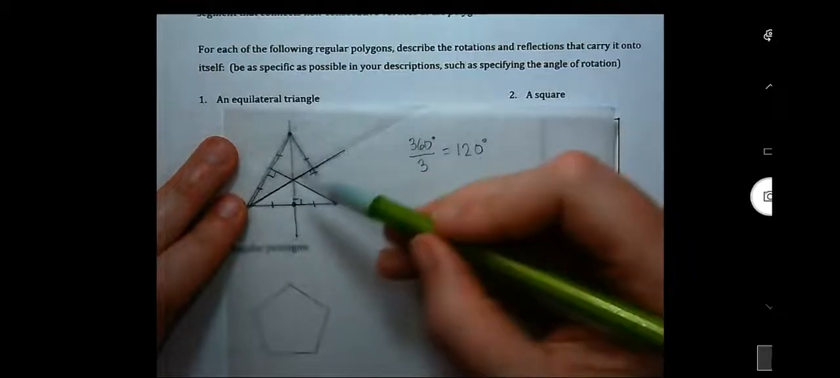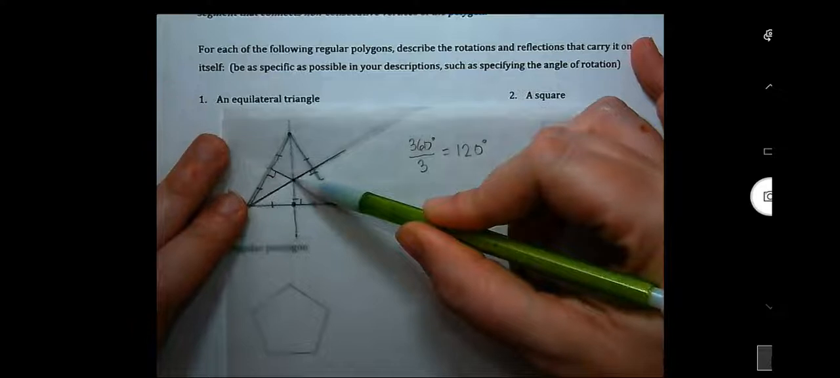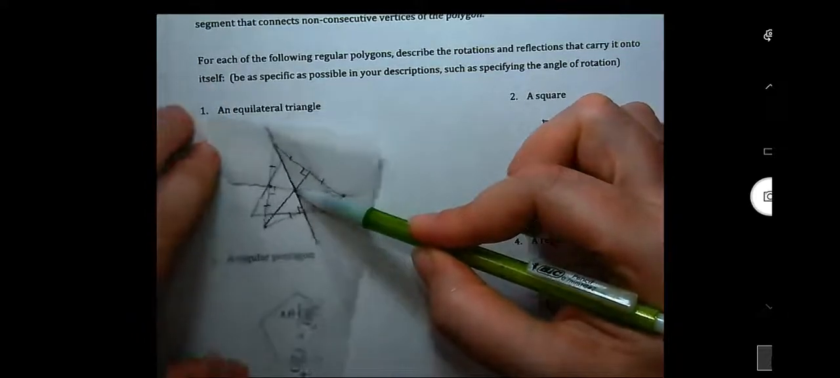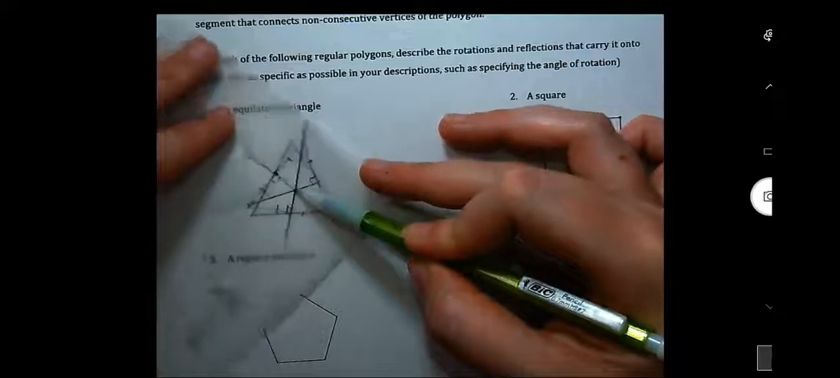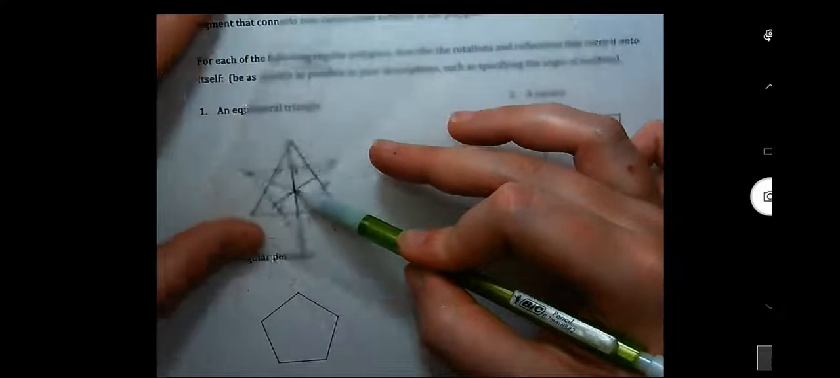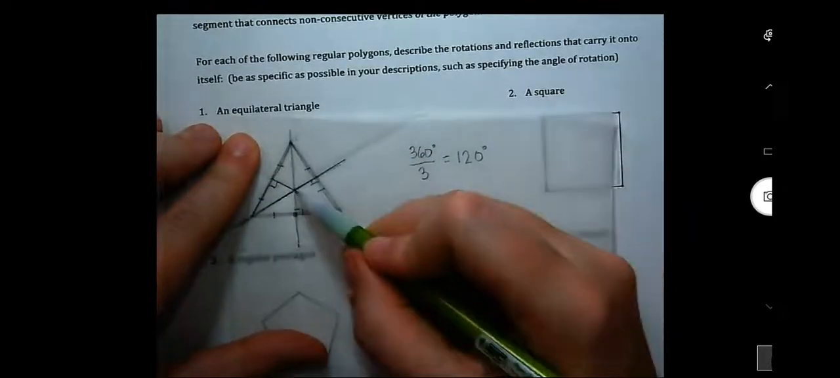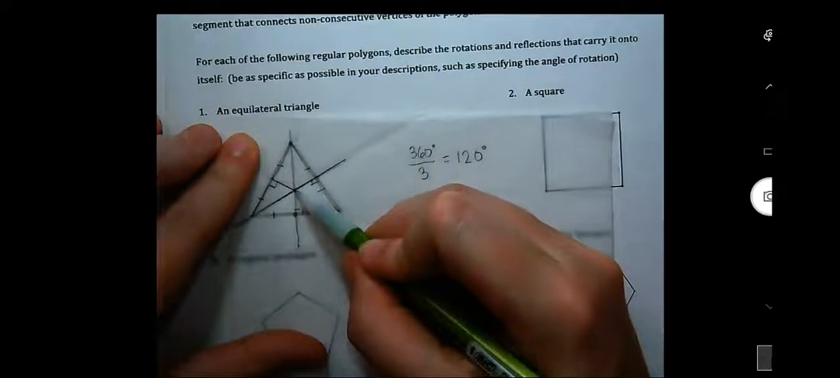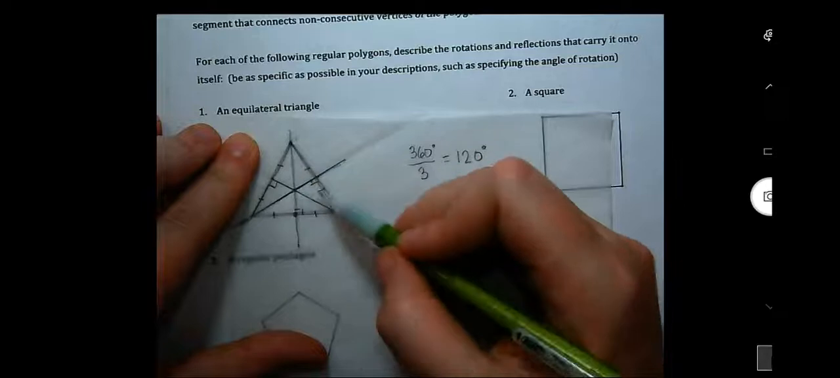Now to find the center of rotation, which is also important, I have a point right here that looks like it's probably the center. Let me try it out. There's one rotation of 120 degrees, and the figure does land on itself. Second rotation, and the third rotation to get back to where I started from. So my center of rotation is the intersection point of the perpendicular bisectors of the sides.